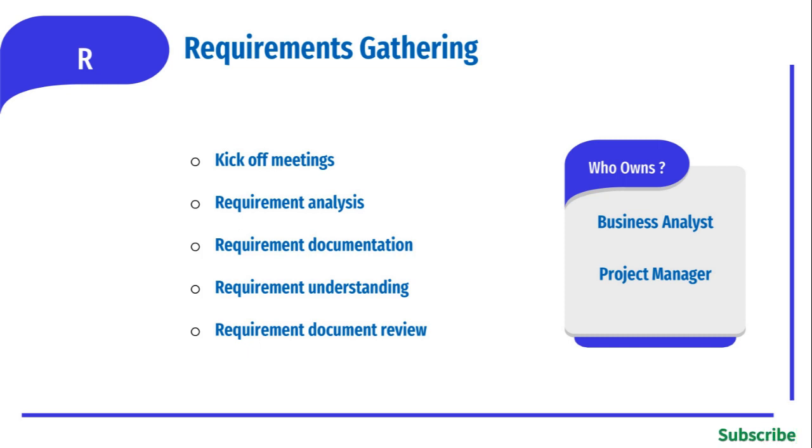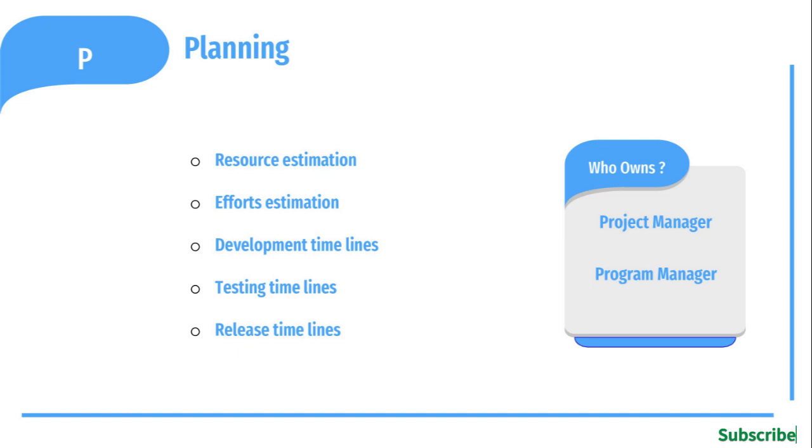Once the requirements document is ready, the project moves to the next stage, which is planning. The planning phase is owned by the project manager and program manager. They discuss with the rest of the team and decide how many resources are needed to complete the development of the music application, and what type of hardware systems and software tools are needed. Also, they estimate the time needed for the development and testing of the music application, and they estimate the release timelines in this phase.